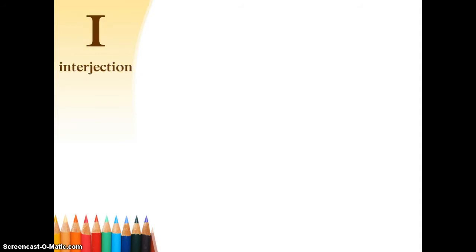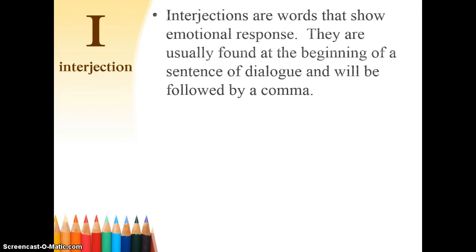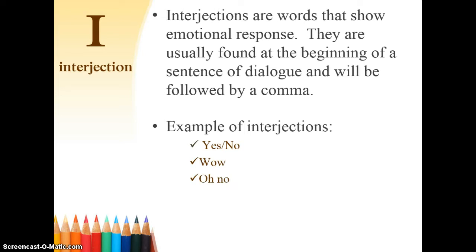The I in VANPAPIC stands for interjection. Interjections are words that show emotional response. They are usually found at the beginning of a sentence or of dialogue and will be followed by a comma. I use the color brown to indicate interjections. Some examples of interjections are yes or no, wow, oh no, ouch, hey.